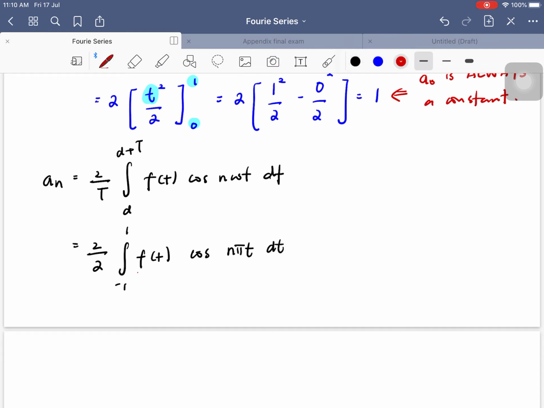And from our inspection, from our sketching, we know that f of t is an even function. Cos is also even. And when you multiply two functions with the same property, even and even, the product is going to be even as well.